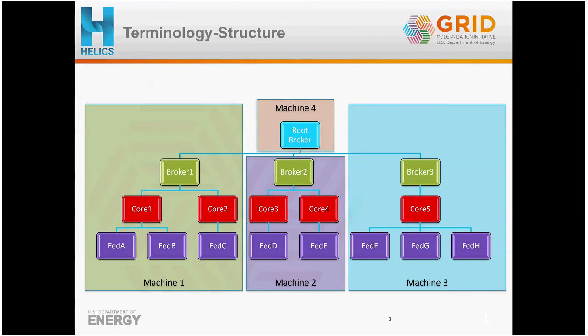The structure of Helix is hierarchical and layered, hence the name Helix. You have the federates at the bottom, you have cores in between that interact with the federates themselves, and then brokers. Brokers can manage one or more cores, they can be on multiple machines, and they can also be an intermediary layer where they communicate with higher layers or the root broker itself. And the root broker can be on the same machine as one of the other brokers or on separate systems.